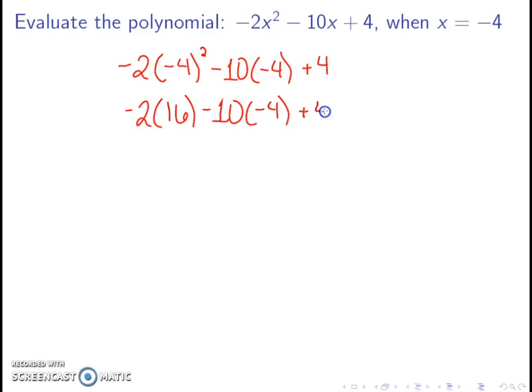Next, we multiply and divide left to right. Negative 2 times 16 is negative 32. Negative 10 times negative 4 is positive 40, plus 4. And now we can add. Negative 32 plus 40 is 8, plus 4 gives me 12.